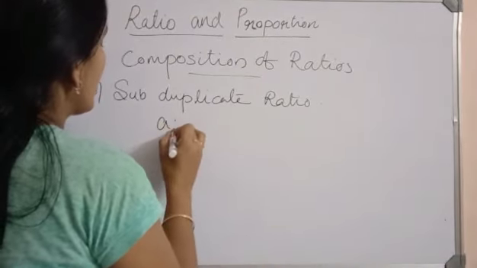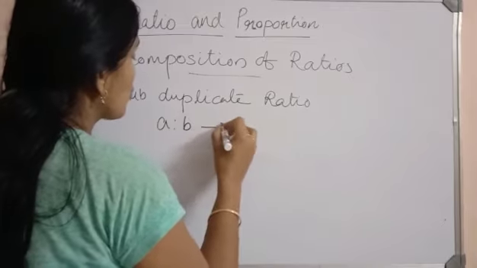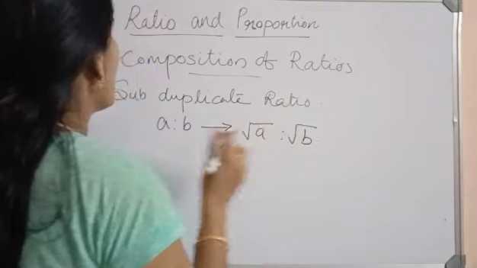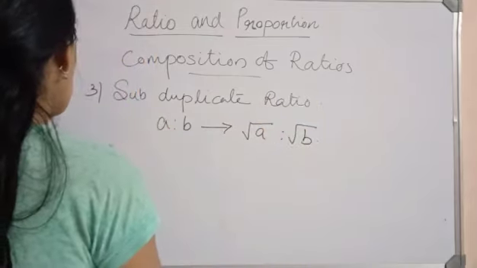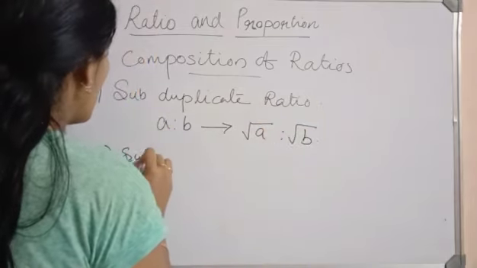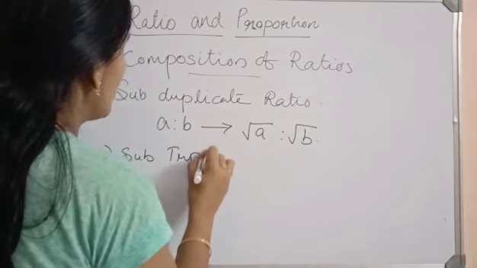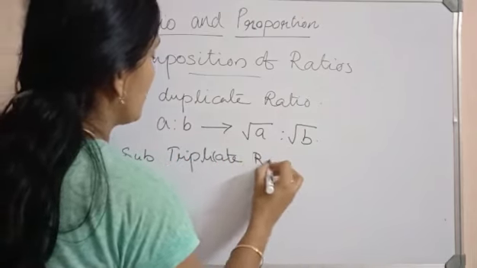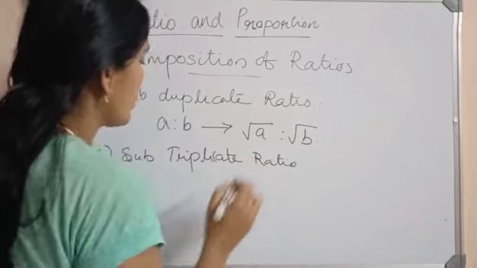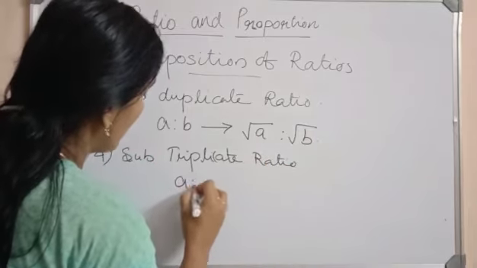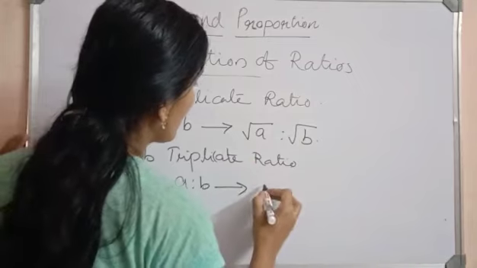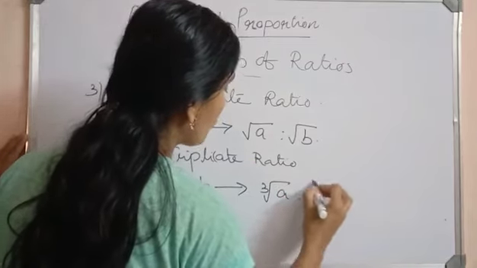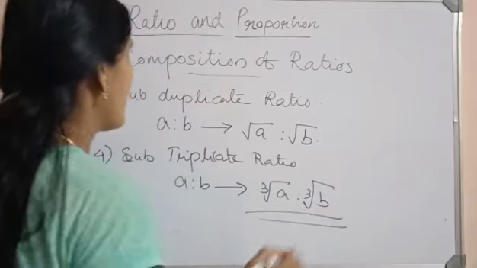The subduplicate ratio between A and B, that is the ratio A is to B, is square root of A is to square root of B. That is the subduplicate ratio. The next one is the subtriplicate ratio. The subtriplicate ratio between A and B, that is A is to B, gives cube root of A is to cube root of B. This is the subtriplicate ratio.